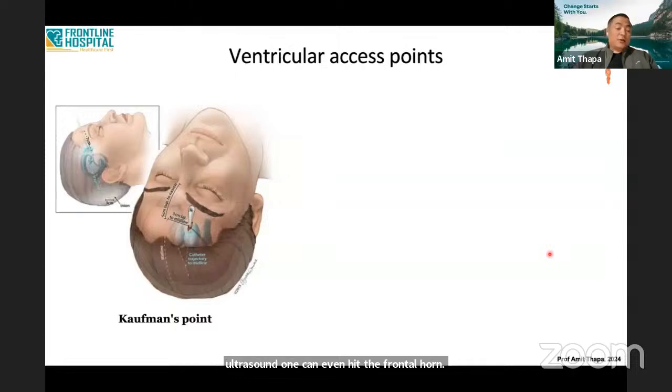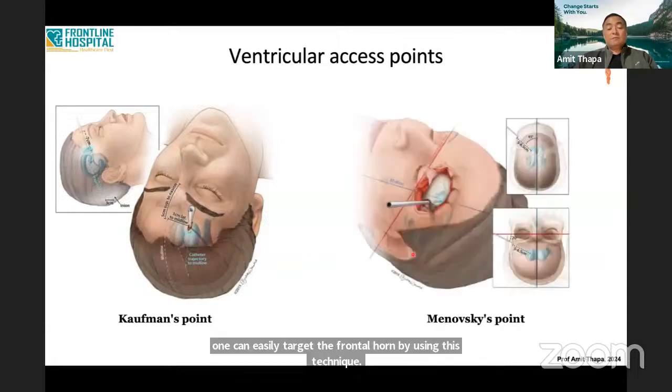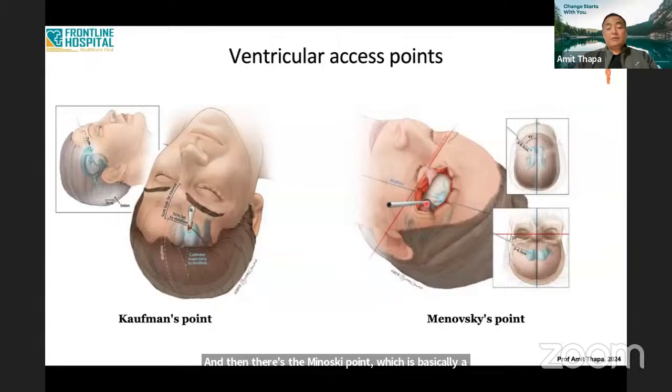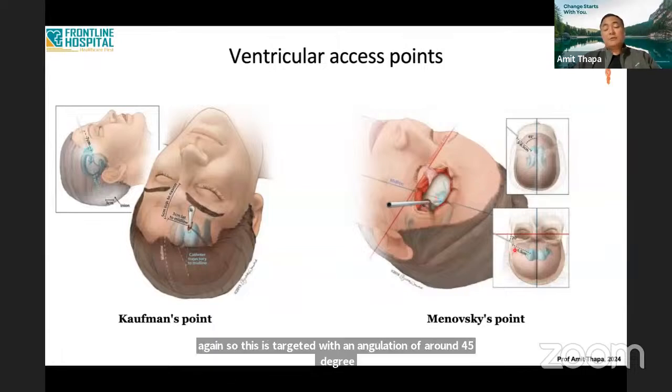Now, the other point is the Kaufman point, which is basically from the frontal approach, with a very short trajectory, only 7 centimeter depth to the frontal horn. This is defined by a point 5 centimeter above the nasion and 3 centimeter from the lateral. What we are targeting is a point 3 centimeter above the inion, located at the back of the head. So one can easily target the frontal horn using this technique. And then there's the Minovsky point, which is basically a supraorbital approach to the frontal horn again. This is targeted with an angulation of around 45 degrees from the midline and 20 degrees superiorly pointed.